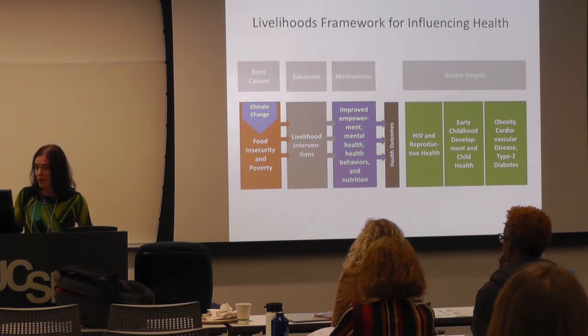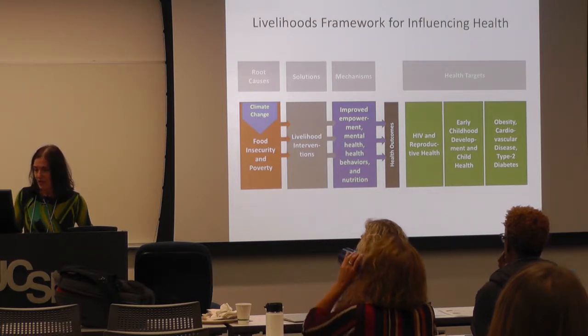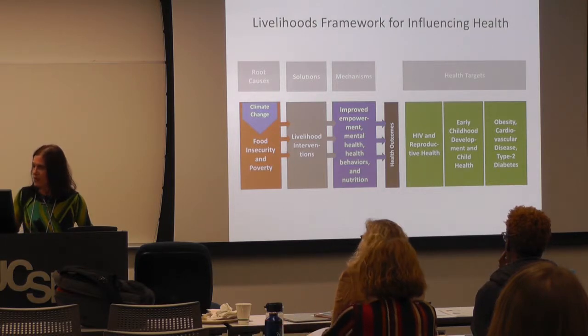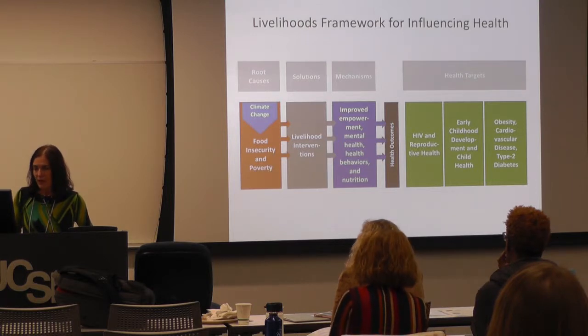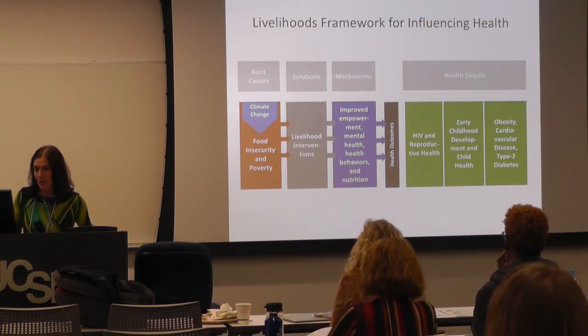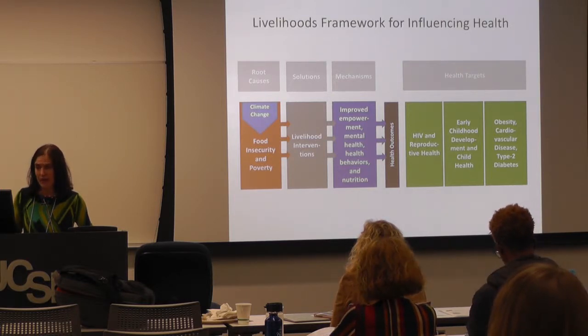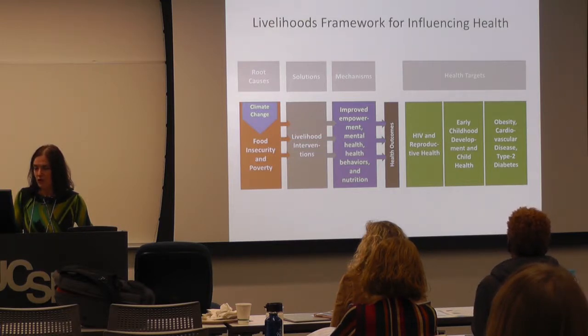When understanding how livelihoods can impact health, a key point I want to make is that livelihoods are addressing some of the root causes of poor health, such as food insecurity and poverty, and as such, can impact multiple health outcomes simultaneously. So you really need to think of this as a horizontal approach that can affect many different vertical health targets. Looking at this model, food insecurity and poverty are root causes of poor health, and these are significantly impacted by climate change in many settings. Livelihood interventions can help improve these root causes, leading to improved empowerment, mental health, health behaviors, and nutrition. This can then affect a number of health outcomes such as HIV and reproductive health, early childhood development and child health, and obesity and cardiovascular disease.